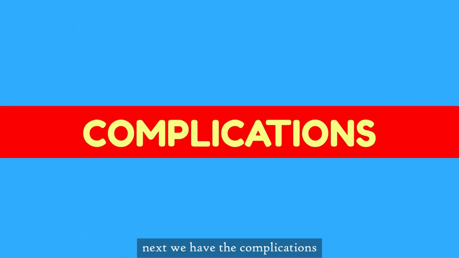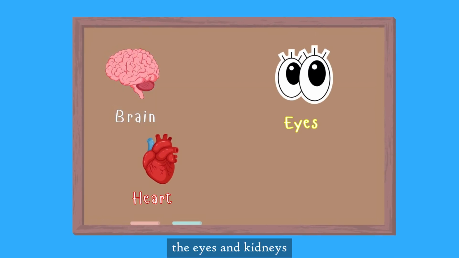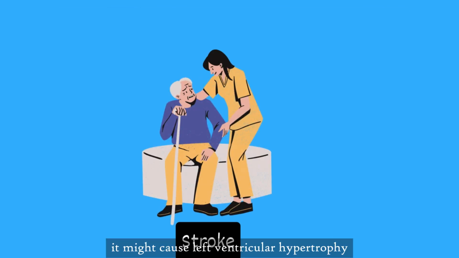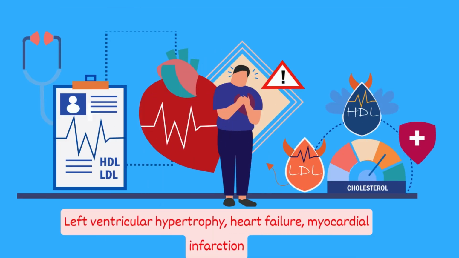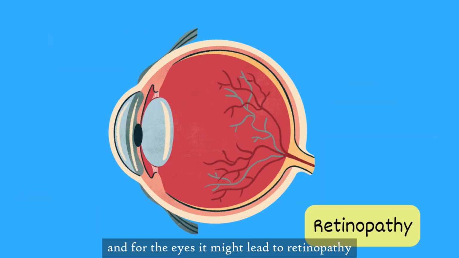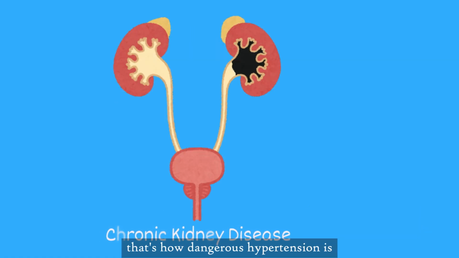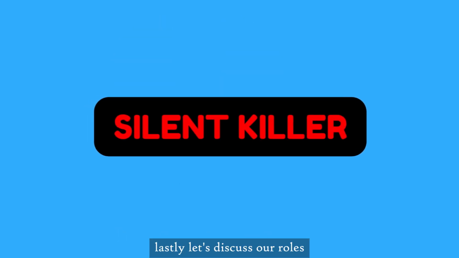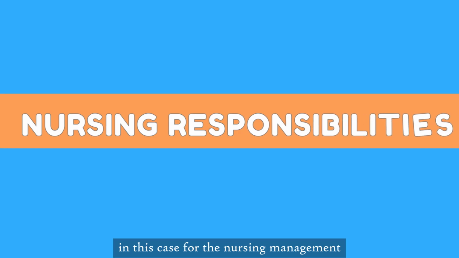Next, we have the complications. This is a very important section of hypertension. Uncontrolled hypertension tends to damage some target organs, such as the brain, the heart, the eyes, and the kidneys. For the brain, it might lead to stroke. For the heart, it might cause left ventricular hypertrophy, heart failure, or even myocardial infarction. For the eyes, it might lead to retinopathy. And for the kidneys, it might cause chronic kidney disease. That's how dangerous hypertension is. It silently destroys organs.